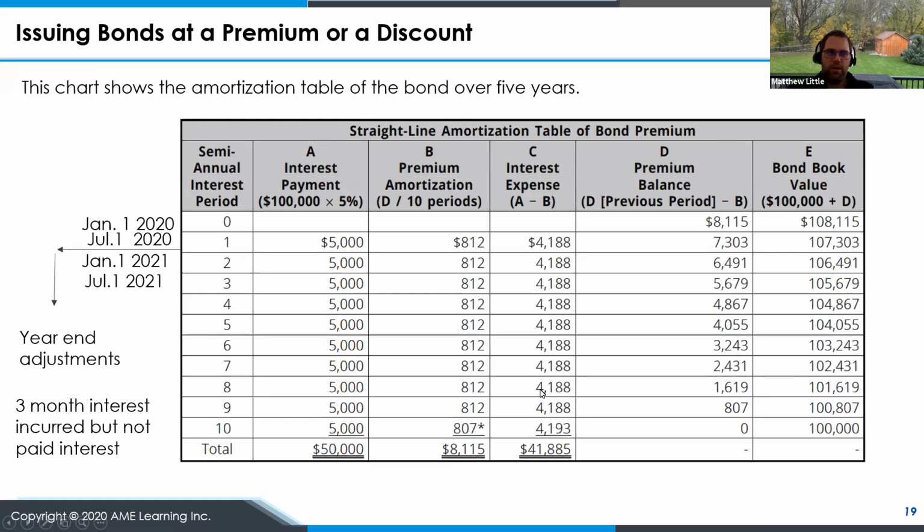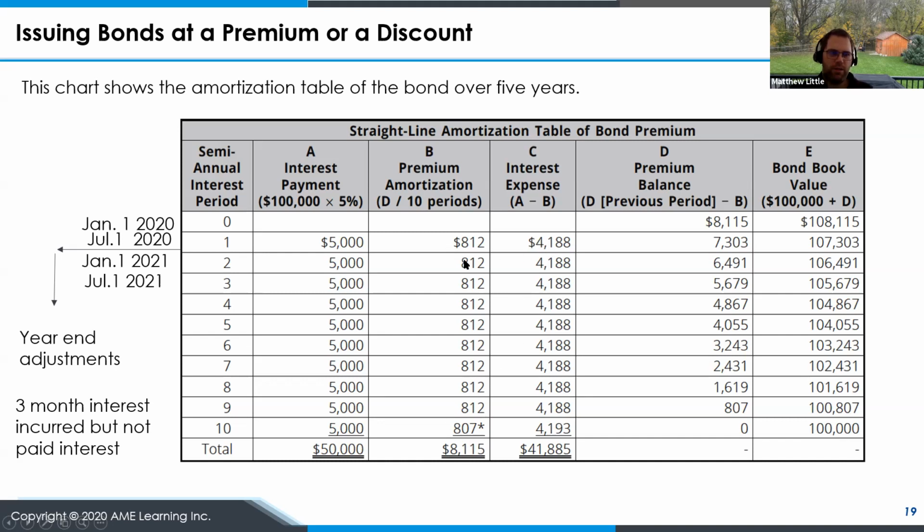So then if we set up a little table, assuming that our year end is December 31st each year, so these are annual tables. So our 10 payment periods is down the left-hand side. What are our interest payments? Being $5,000 every 6 months. And then under the straight line method, we would just take the premium on the bonds and amortize them equally over the 10 periods. And we just rounded for demonstration purposes. So the last one is only 807 instead of 812.